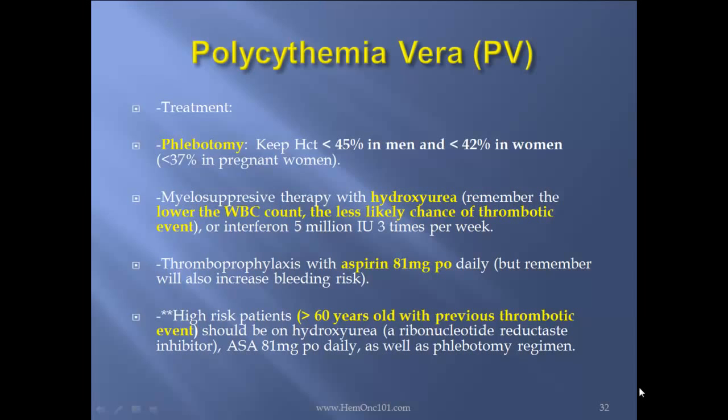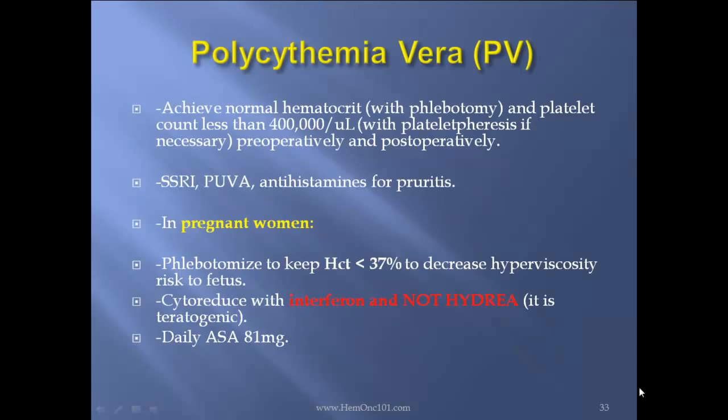High-risk patients more than 60 years old with a previous thrombotic event should be on hydroxyurea and aspirin as well as a phlebotomy regimen. In terms of operations, achieve normal hematocrit with phlebotomy and platelet count less than 400,000 with plateletpheresis if necessary, preoperatively and postoperatively to reduce post-op or pre-op complications. SSRIs, PUVA, or antihistamines for the pruritus.